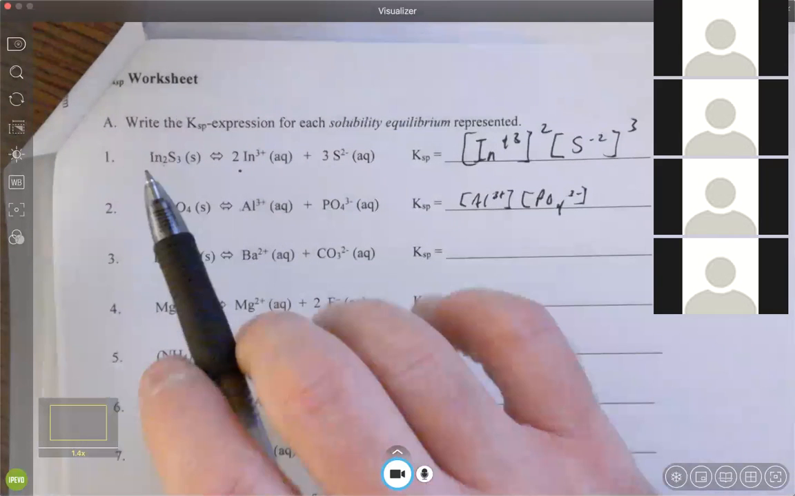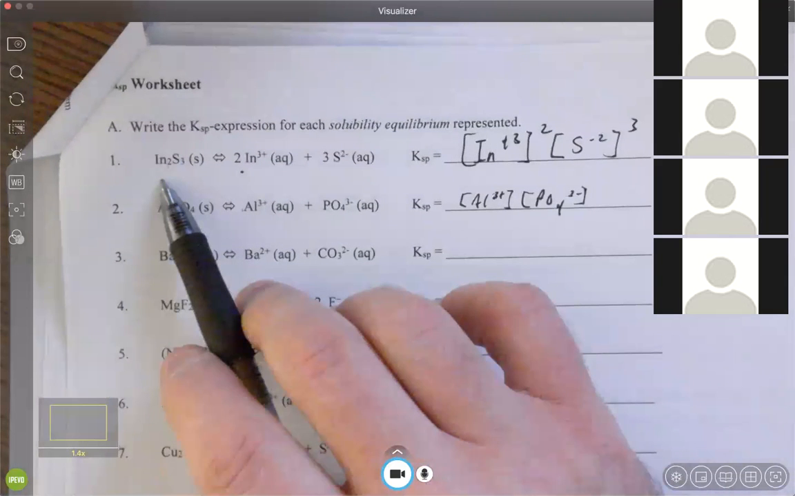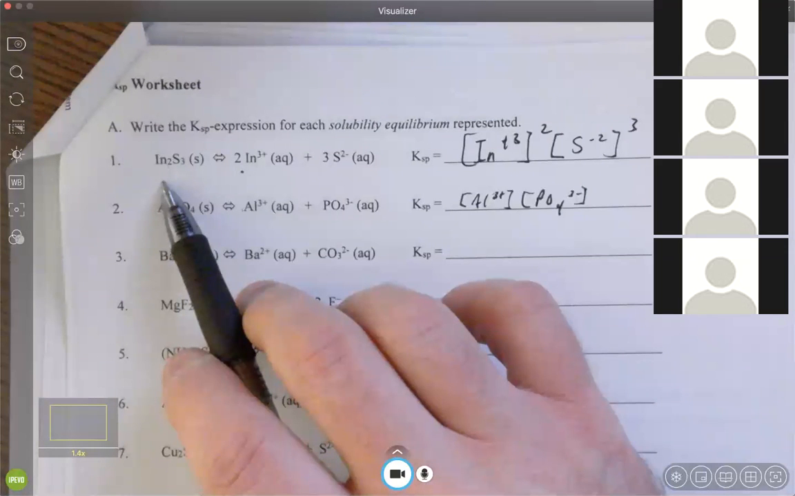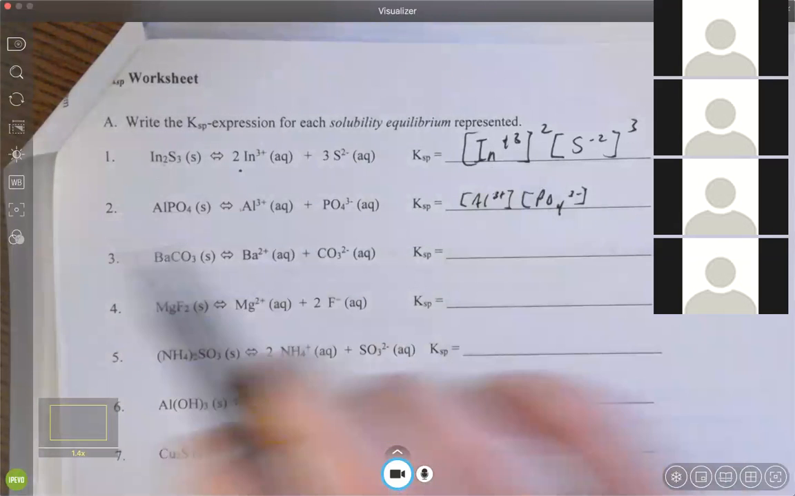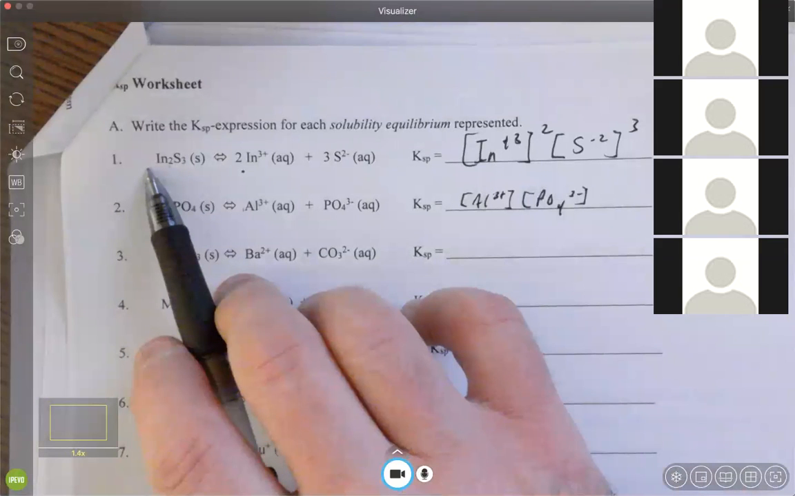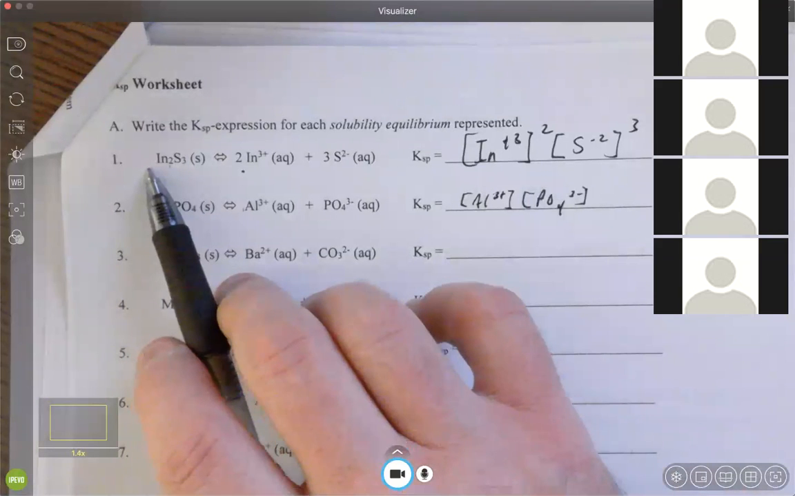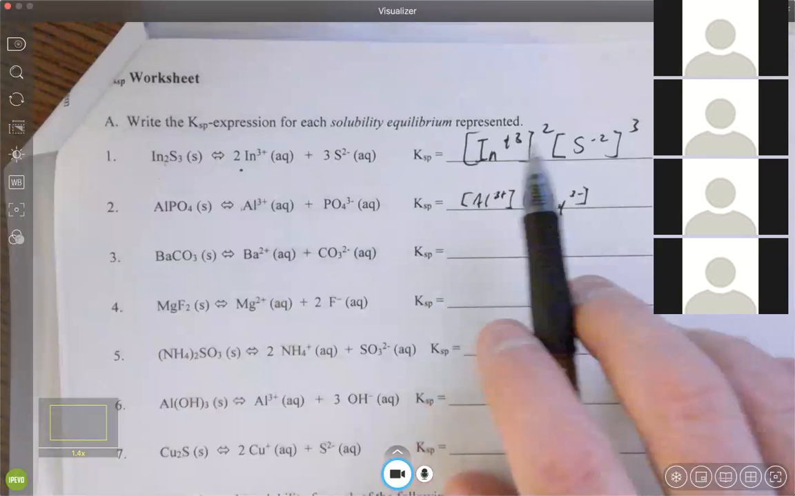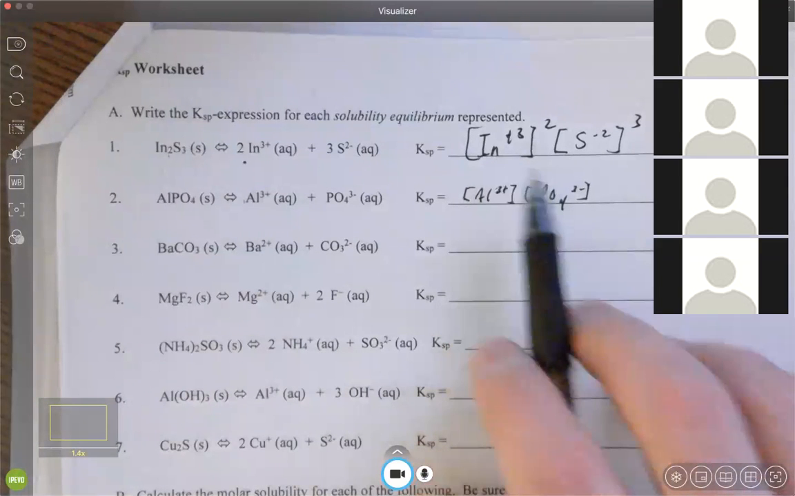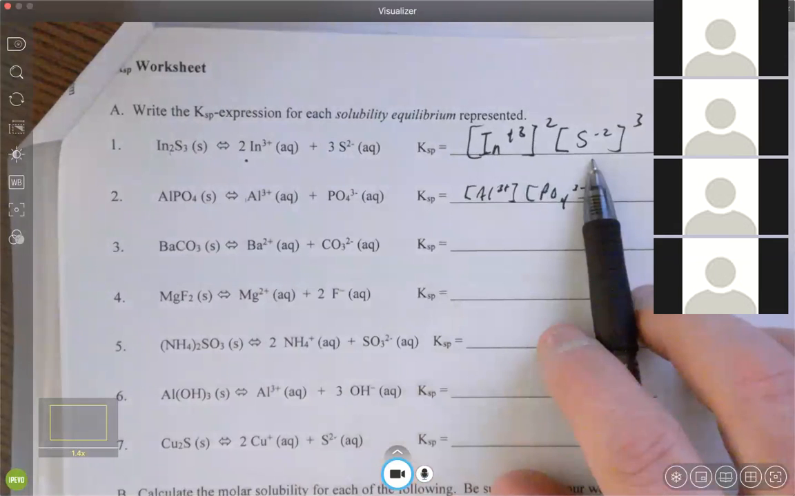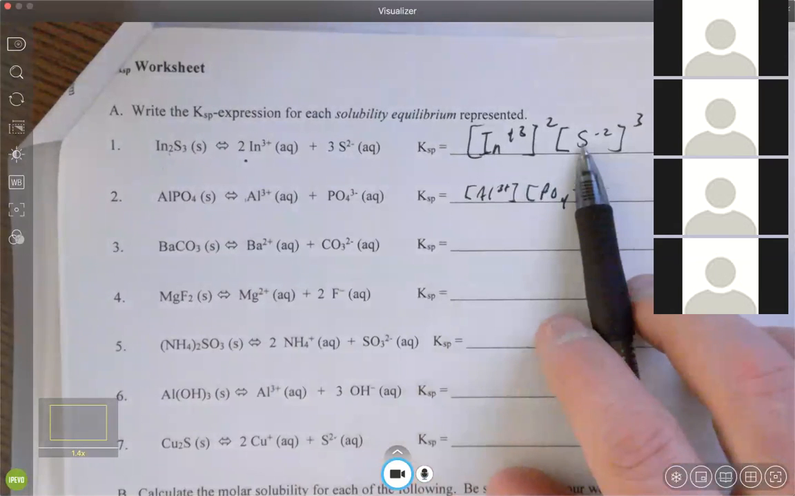But if we have 1 mole of indium sulfide, the concentration of indium here is what? So if I make this X, or let's just make it 1 mole. Let's go ahead and give you the actual 1 mole of this. How many moles concentration-wise of indium do I have? 2. And how many moles of sulfur, in this case, the sulfide ion, do I have? 3. So that's the thing.